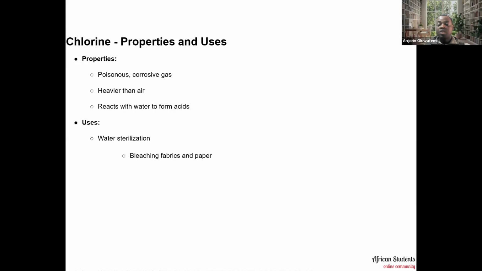It's also very good in bleaching of fabrics and paper. If you have a stain on your fabric and you want to take it out, you make use of chlorine, which is an important and major component of most of the bleaching agents that you have around for any material that you want to bleach, either your clothes or whatsoever. Chlorine is a major component, so it is used in bleaching fabrics and also paper.